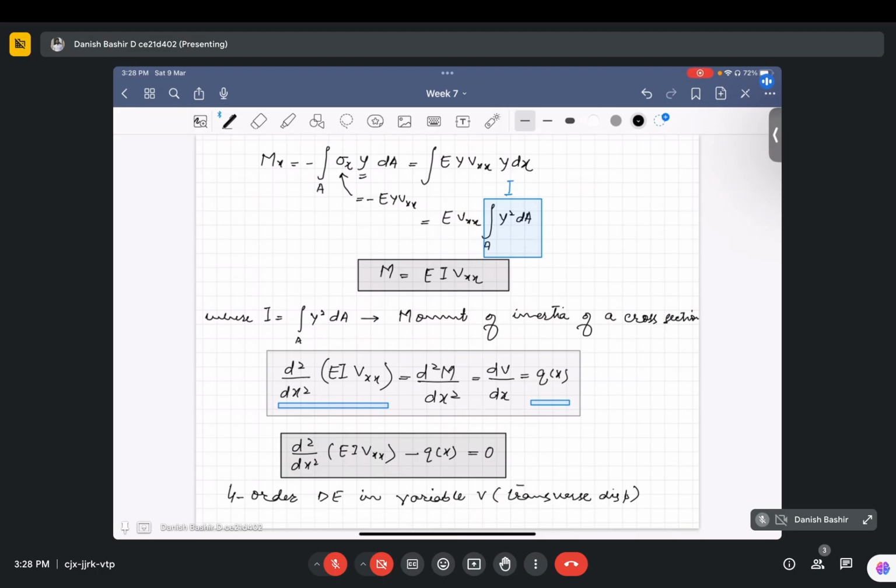And for this fourth order equation, there will be four boundary conditions. Physically, the boundary conditions that can be specified are either transverse displacement v, or rotation theta, or either bending moment or shear.